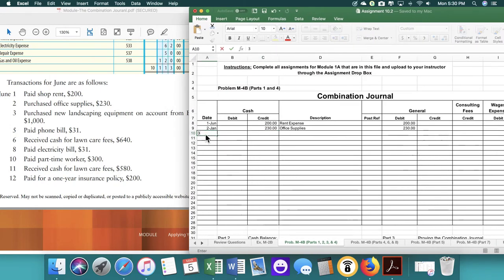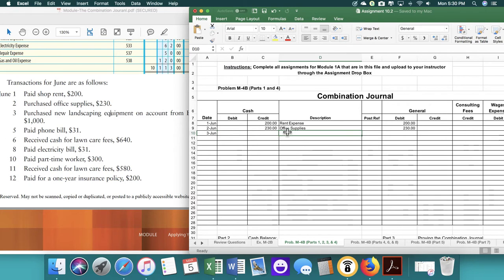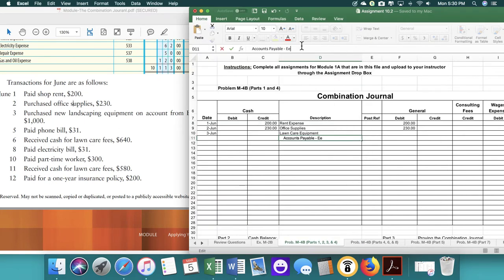On the 3rd, we purchased new landscaping equipment on account. So we have lawn care equipment, and then we have accounts payable, Earth Care Inc., it was $1,000.